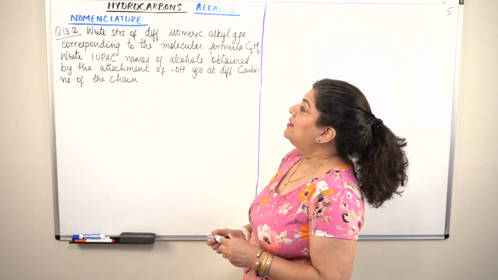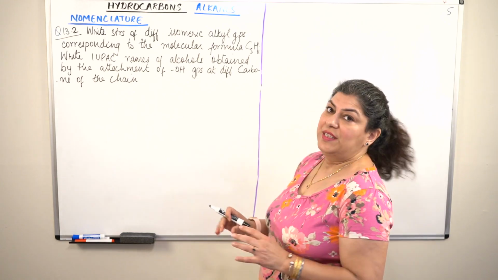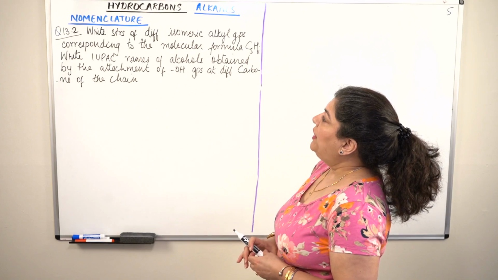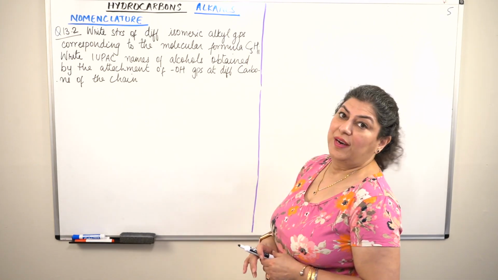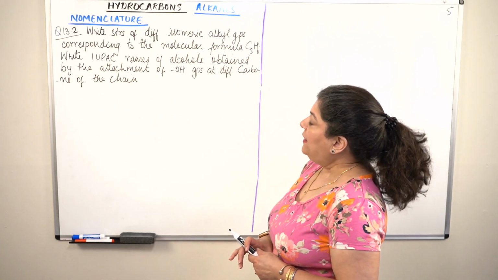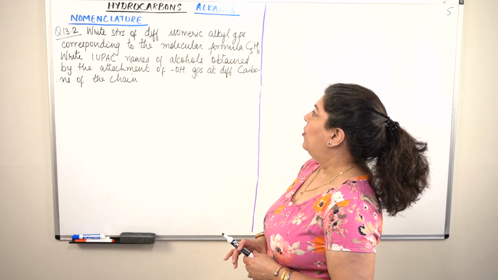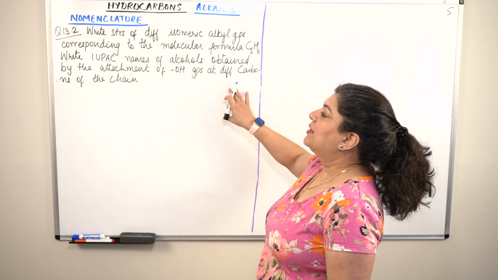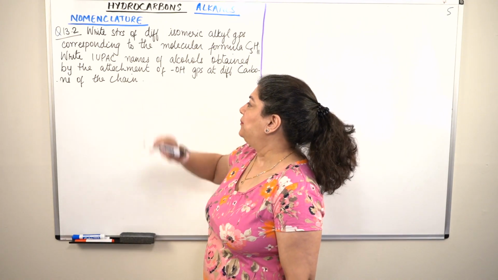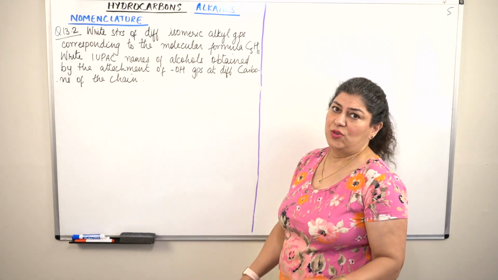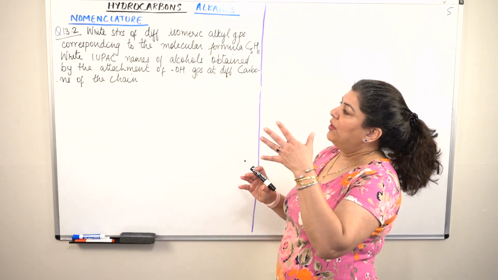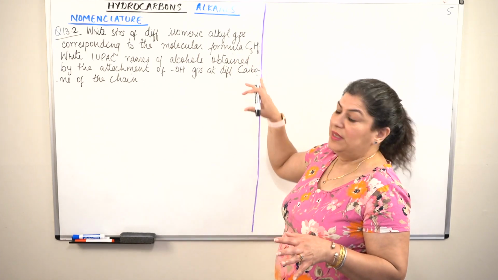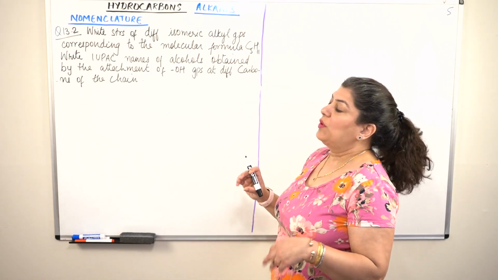The question reads: write structures of different isomeric alkyl groups corresponding to the molecular formula C5H11. Write the IUPAC names of the alcohols obtained by the attachment of OH groups at different carbons of the chain. So we'll first write all the isomers of the pentyl group, that is C5H11.